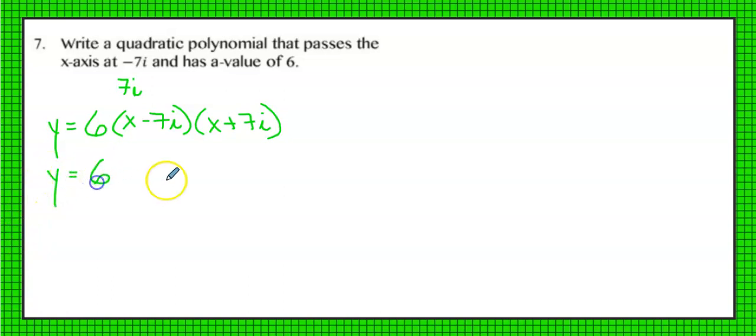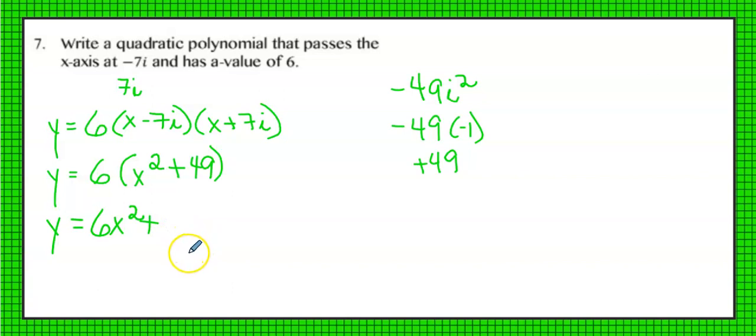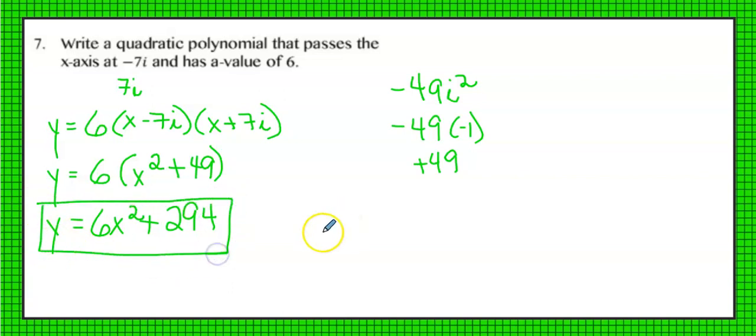I'm going to wait till last to multiply the 6 in. This is going to be x squared. Now, I want you to think about this. -7i times +7i. That's going to be -49i squared. So that would be -49 times -1, so plus 49. x squared plus 49. And then we just need to multiply the 6 in. Use distributive property. Plus, what was this one? 294. Okay. And for this one, that's pretty much the only way to write that one.